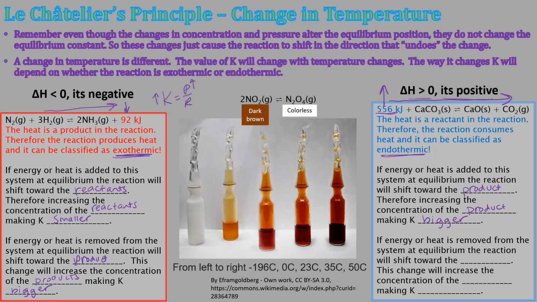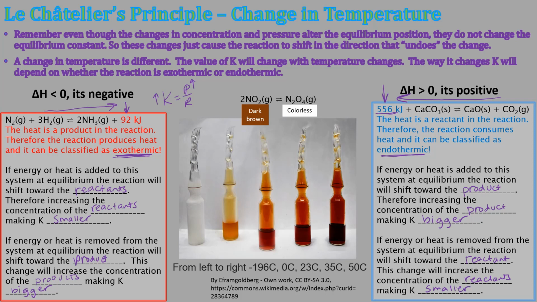If energy or heat is removed from the system, so this time we're going to remove it, it's going to move towards that, so towards the reactants, because heat is a reactant when it's endothermic. This change will increase the concentration of the reactants, making K smaller.